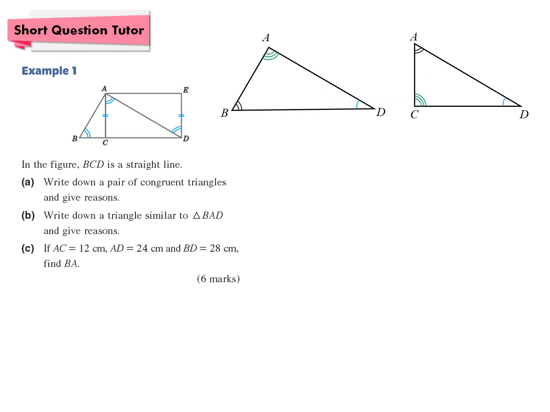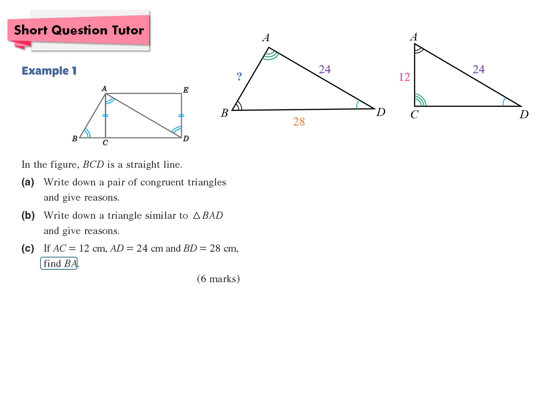Part C is a common question about similar triangles. Given 3 of the lengths, we have to calculate the length of a 4th side. Mark the information in the figure first. AC is 12. AD is 24. And BD is 28. We need to find the length of BA.